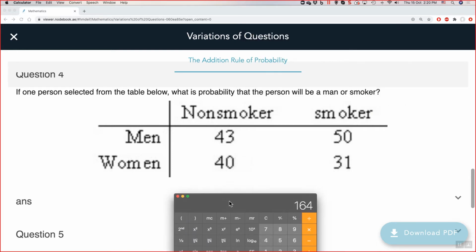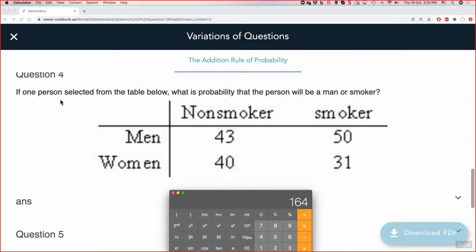Okay, so the question is asking, if one person is selected from this table, what is the probability the person is a man or a smoker? So the men together, how many men do we have? 93. Okay, how many smokers? 81. Smokers are 81. So if I merge the men with the smokers, does it mean I have to add these two numbers that you both mentioned?